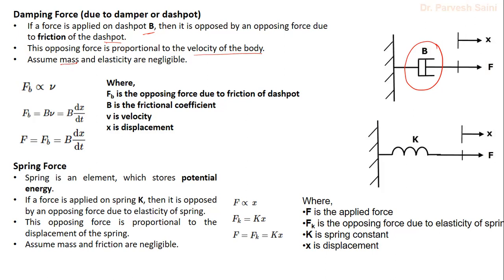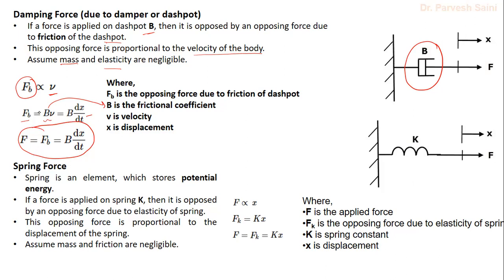Now if we assume that mass and elasticity are negligible, then this frictional force Fb is proportional to the velocity of the body, or Fb is equal to bv, where b is nothing but the frictional coefficient, right? We know that v is the first derivative of displacement with respect to time, dx by dt. So this is given by this equation. This is the second equation of the mechanical systems.